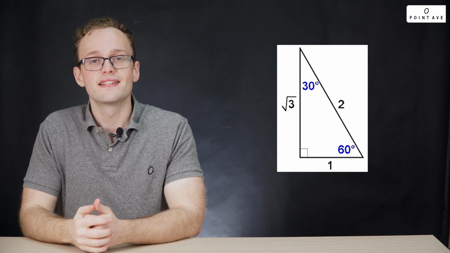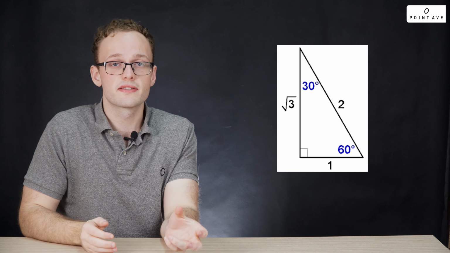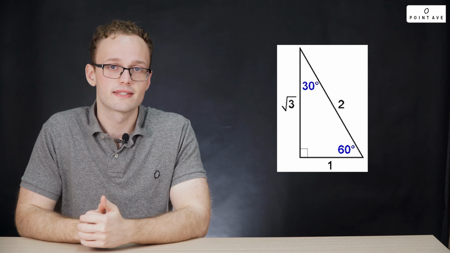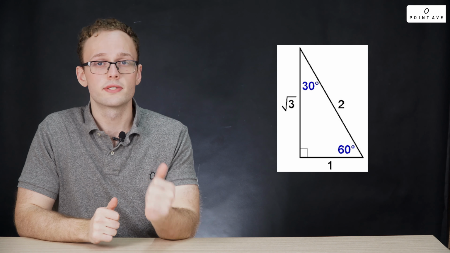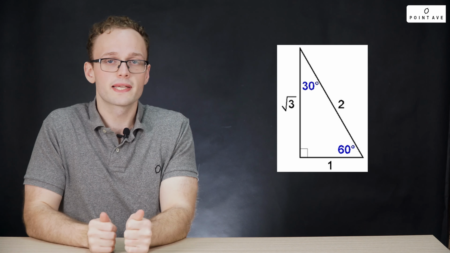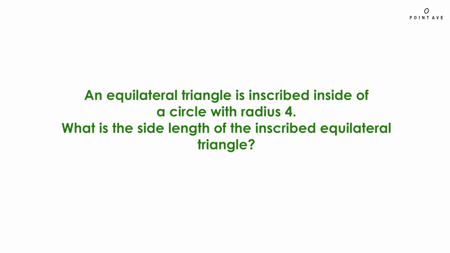As you might have guessed, these triangles have angles of 30 degrees, 60 degrees, and 90 degrees. Their side lengths follow the ratio 1 to root 3 to 2. So let's see a more complicated example of how we could apply this. An equilateral triangle is inscribed inside of a circle with radius 4. What is the side length of the inscribed equilateral triangle?